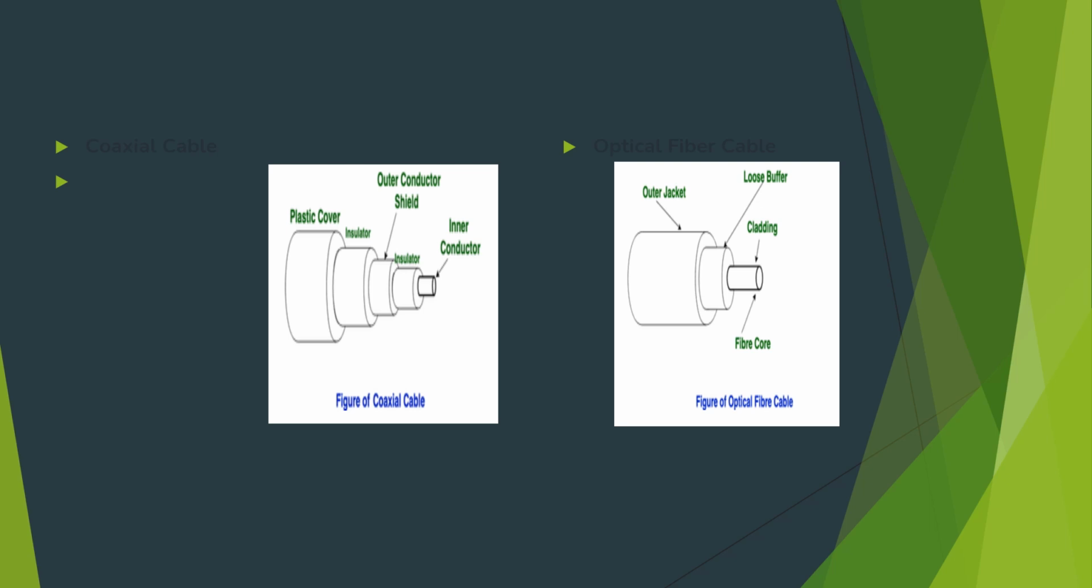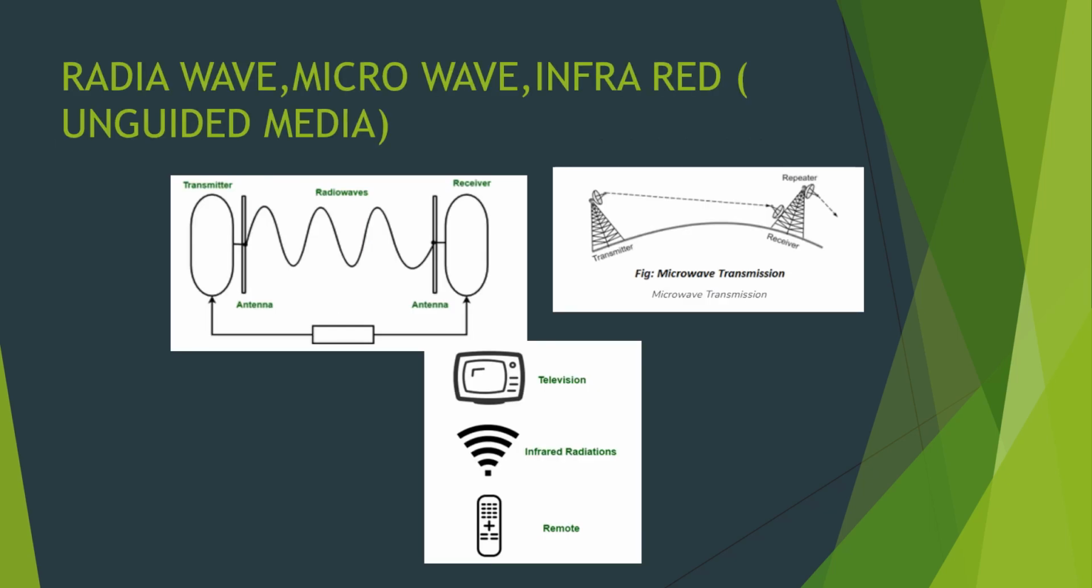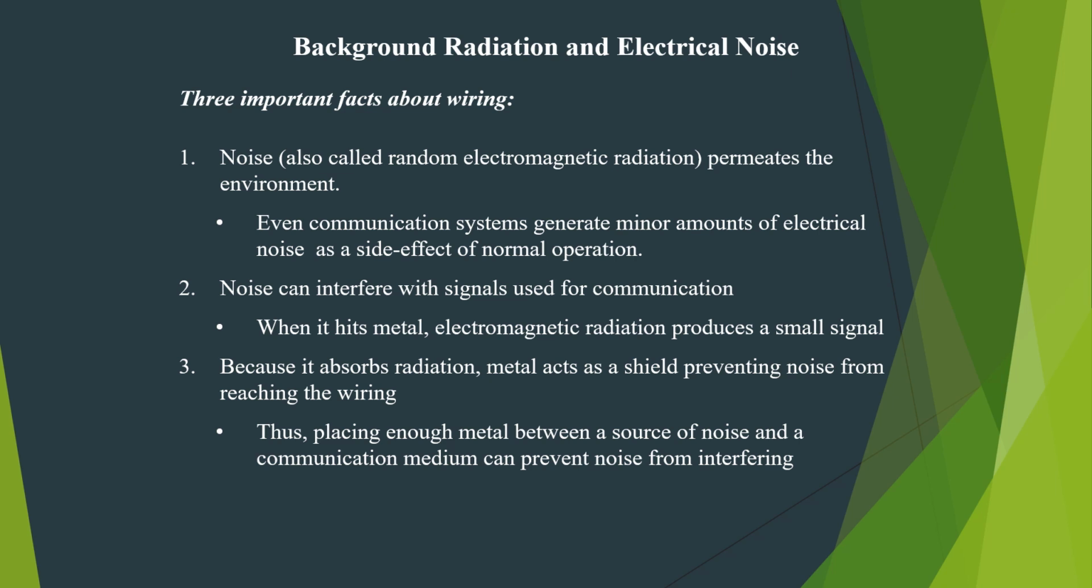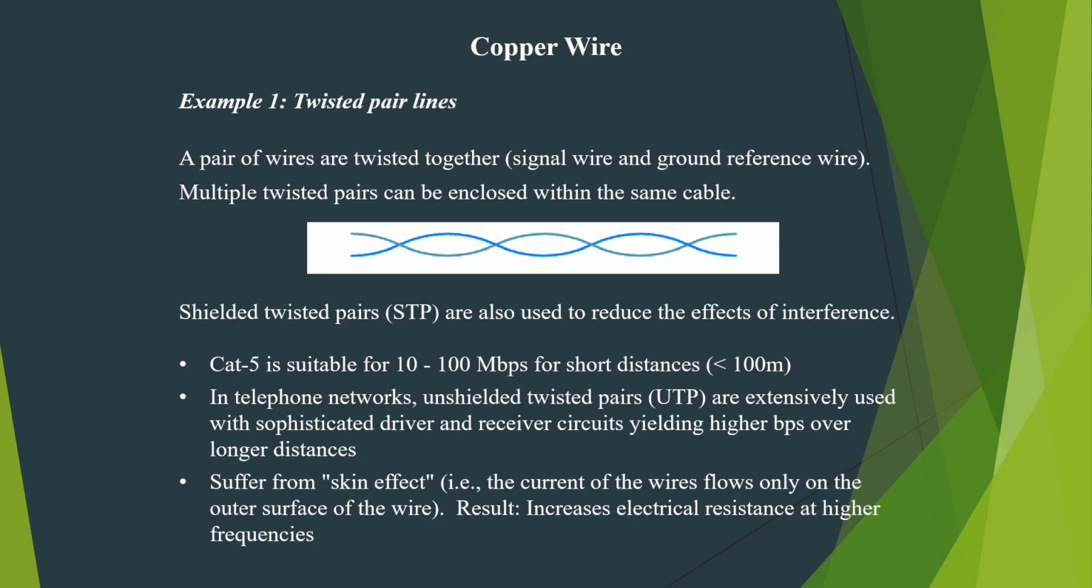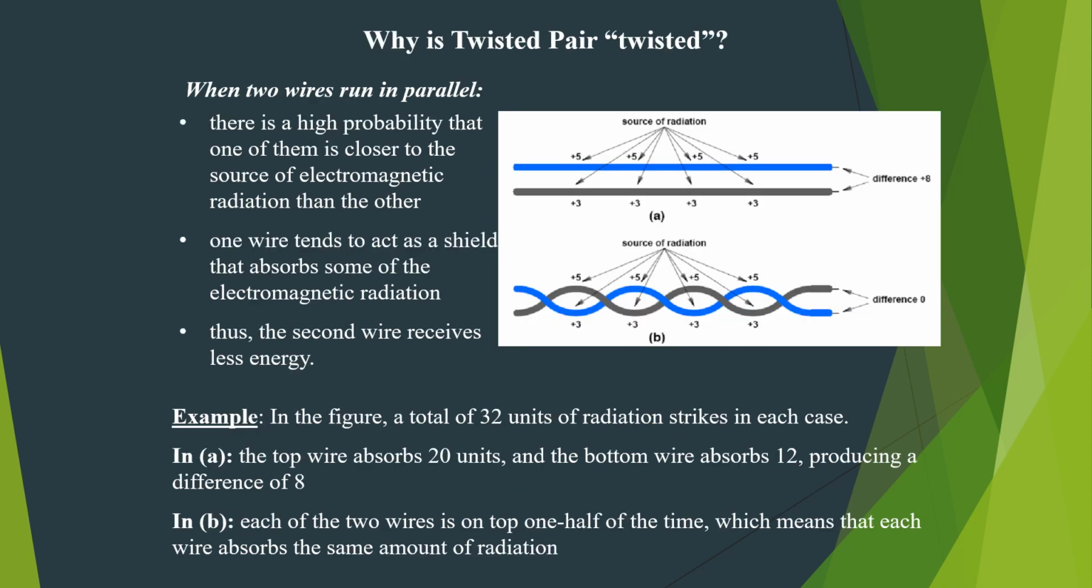And the next one we are going for is a coaxial cable. So this is a coaxial cable we are using here. So why are we using a twisted pair here? The twisted pair is used to act as a shield that absorbs some of the electromagnetic radiation. That's why we are using a twisted pair here.